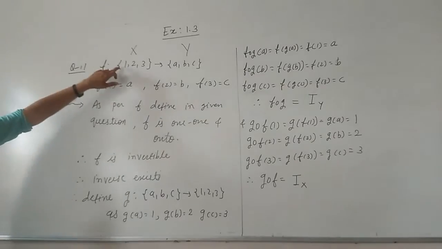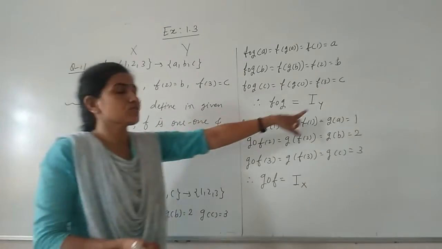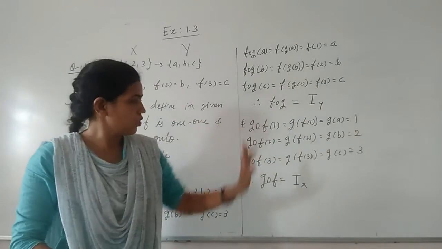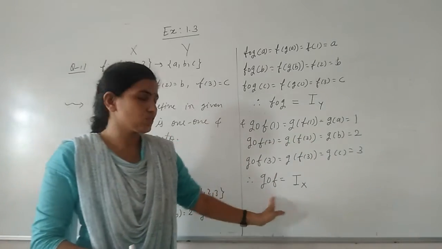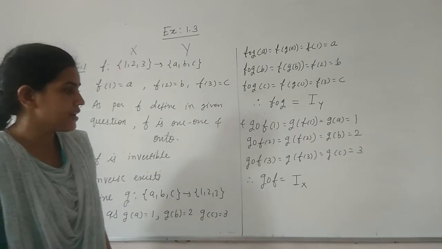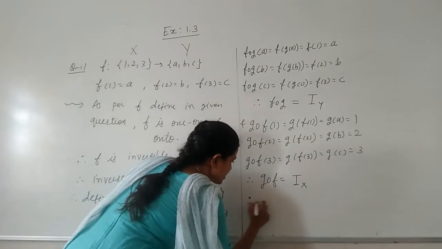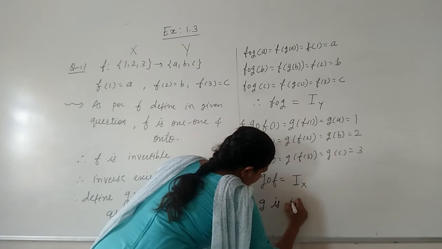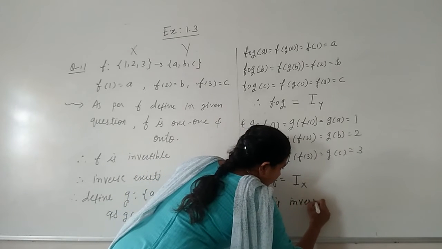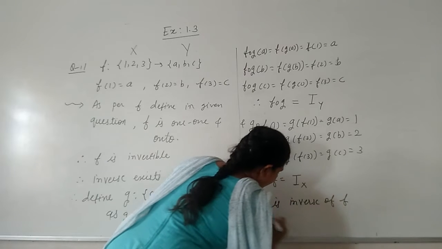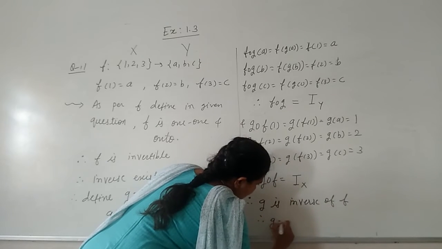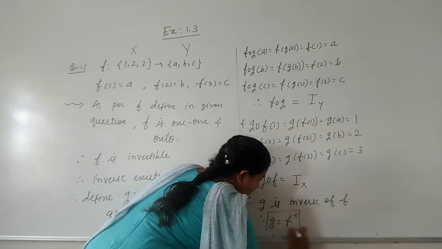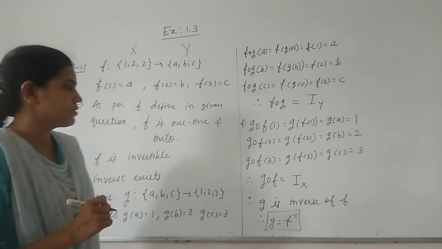Okay, what is your X? 1 2 3. 1 is going to 1, 2 is going to 2, 3 is going to 3. So g composition of f is identity on X, and therefore we can say g is the inverse of f. Therefore g is equal to f inverse. Okay, so this much we have done.